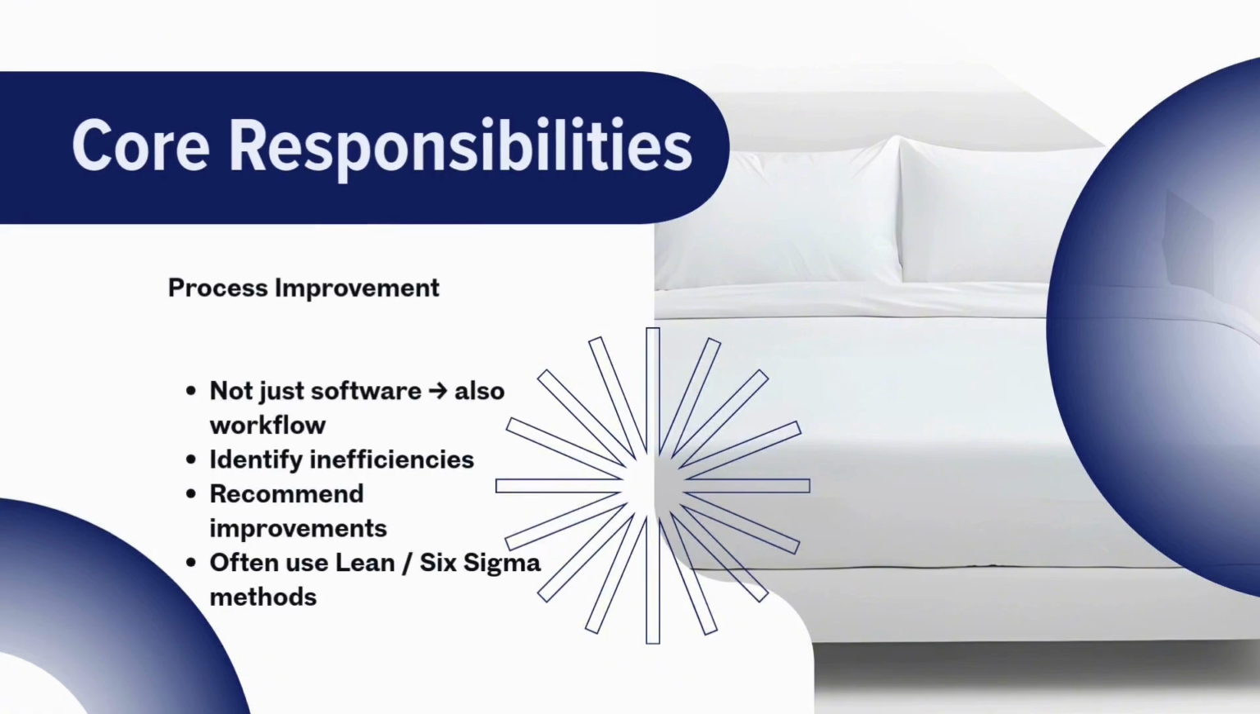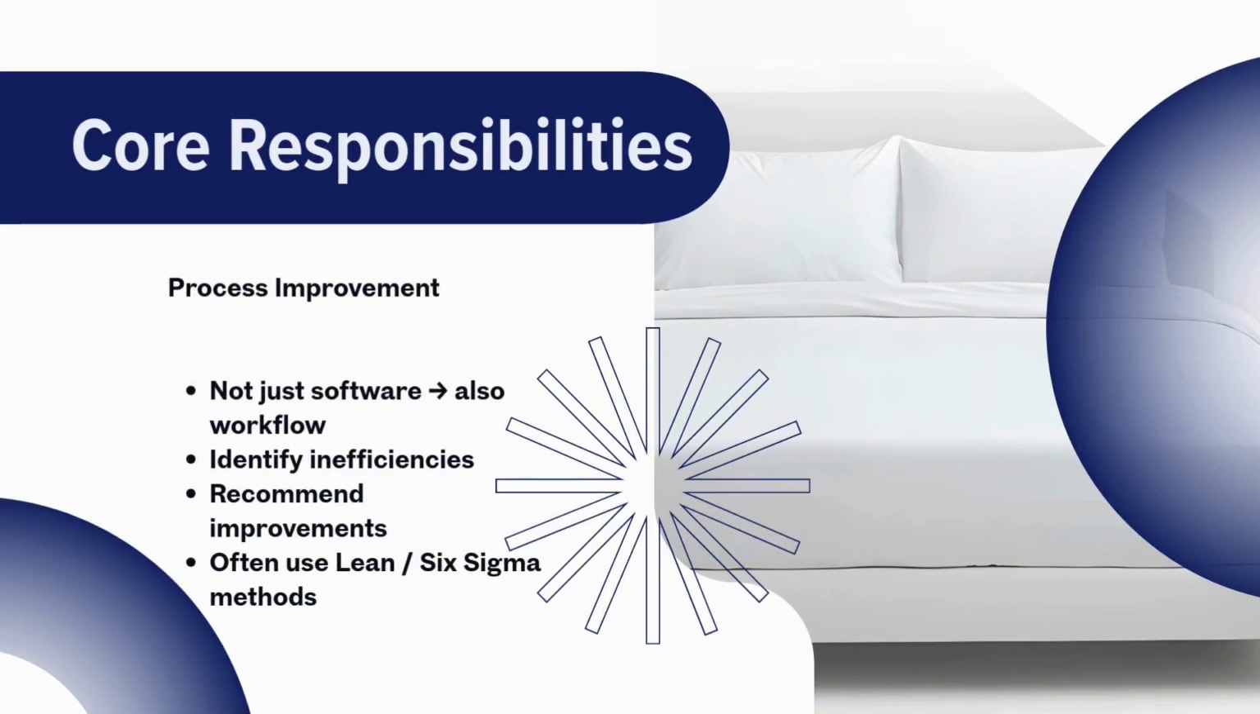The fourth is process improvement. Sometimes the problem isn't just about new software, but about the way people work. A BA analyzes existing processes, identifies inefficiencies, and recommends improvements. This is why many BAs are also skilled in Lean, Six Sigma, or other process improvement methods. Each of these responsibilities could be a full training on its own. And in fact, I'll create separate videos on requirements gathering techniques, documentation templates, and stakeholder workshops.